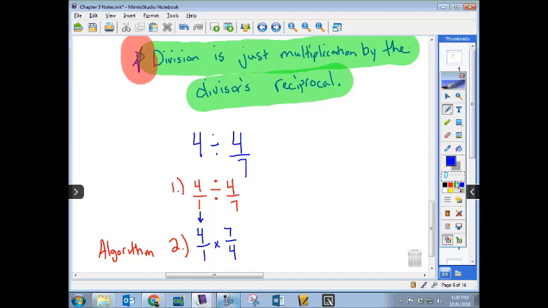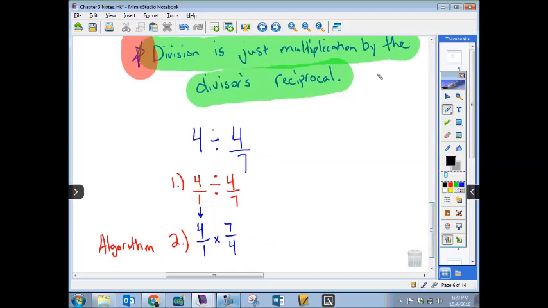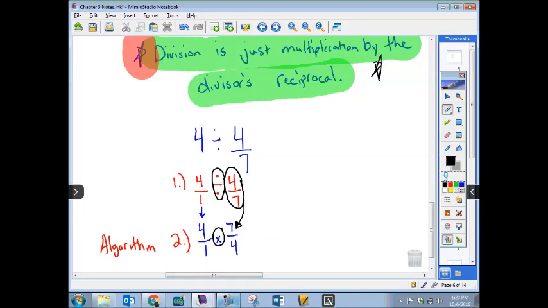Okay, now, what we just did is what's highlighted in green up here. Let's read it again. Division is just multiplication by the divisor's reciprocal. So all we're doing is making every division problem into a multiplication problem. That's how we do it. So now it's just multiplication of fractions. All we have to do is top times top, bottom times bottom.